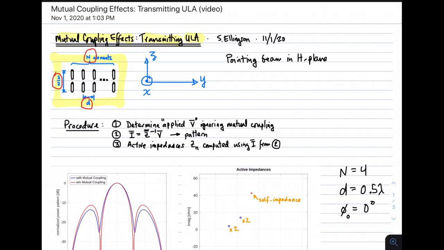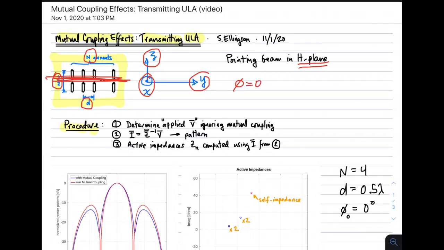The geometry is this one, where x is up and out of the page, y is to the right, and z is up. And we're going to be looking at a maximum gain beam pointing in the h-plane. So we will be scanning a beam in the h-plane, which is this plane here. In other words, the xy plane, where phi equals 0 is broadside.